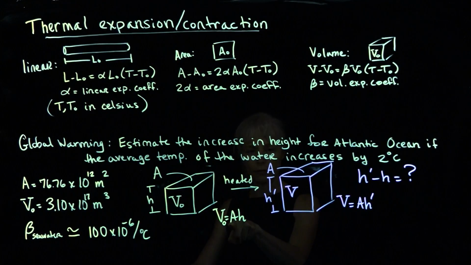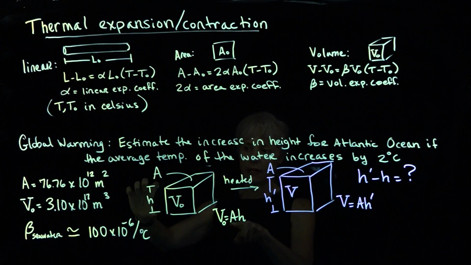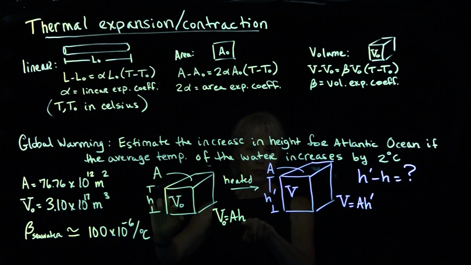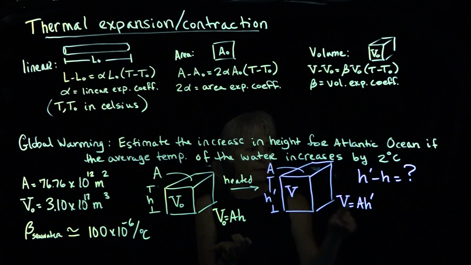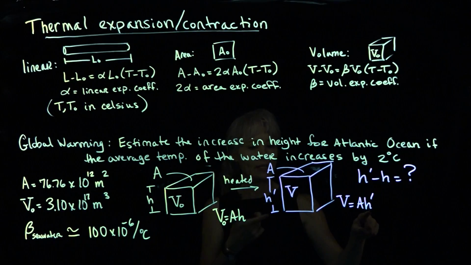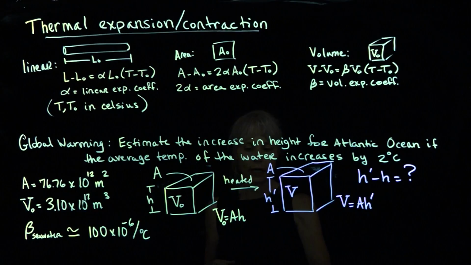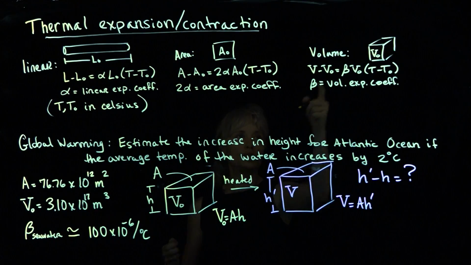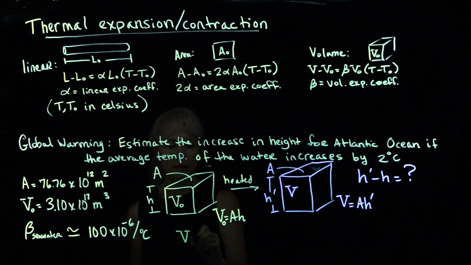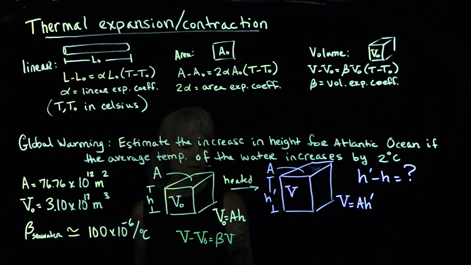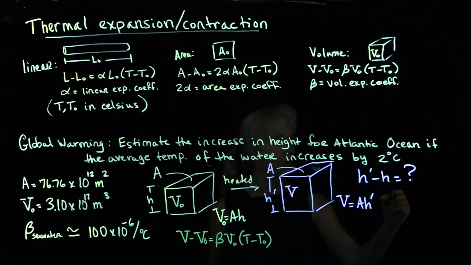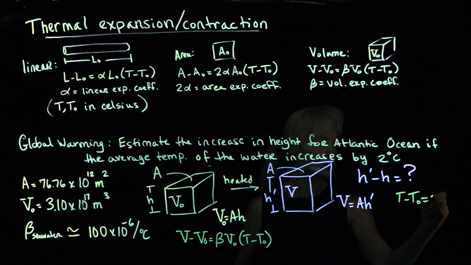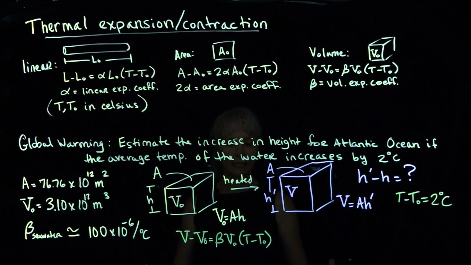So I've written the original volume here. I can take the surface area and multiply it by the height, and that gives me the original volume V naught. And now this new volume V, when we heat the material, is going to be equal to the surface area A times the new height h prime. So now we want to use the volume expansion formula that says V minus V naught is equal to beta V naught times T minus T naught. Now, we already know that T minus T naught is our 2 degrees C. That's the increase in the temperature.